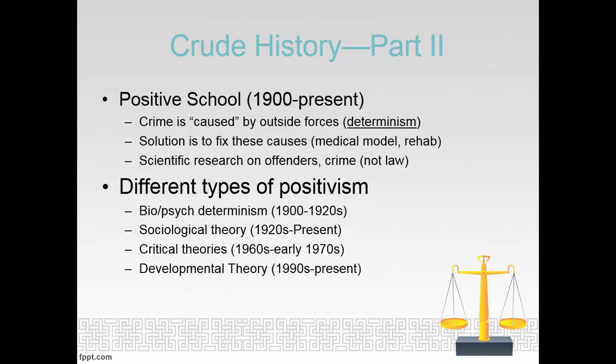The positivist school emerges in the 1900s as a result of an increase in the use of science to study crime, the so-called social sciences like psychology and sociology. It's the belief that crime, like other human behavior, is caused by all sorts of outside forces. That's a belief in determinism, that human behavior is in large part determined. And the cause depends upon how you look at crime. So sociologists would say it's caused by social forces like poverty or racism.